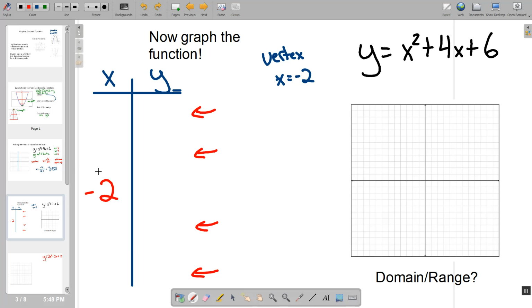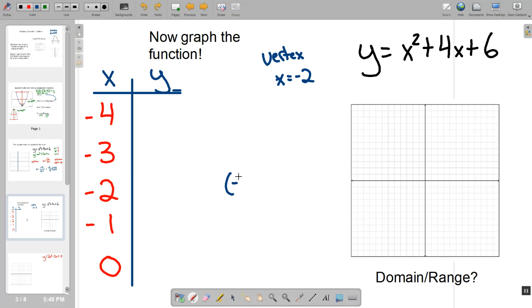So I got to pick a number that is 1 below -2, which is -3. 2 below would be -4. That would give us -1 and 0. And from here, I'm going to plug these into the equation to help me graph. I always want to start with the vertex, because that is the middle of my equation. So I do -2 squared plus 4 times -2 plus 6.